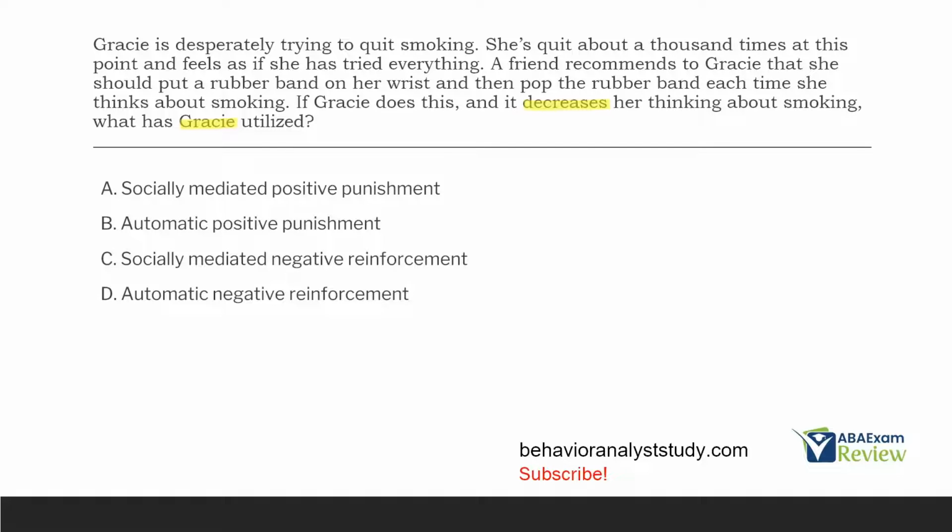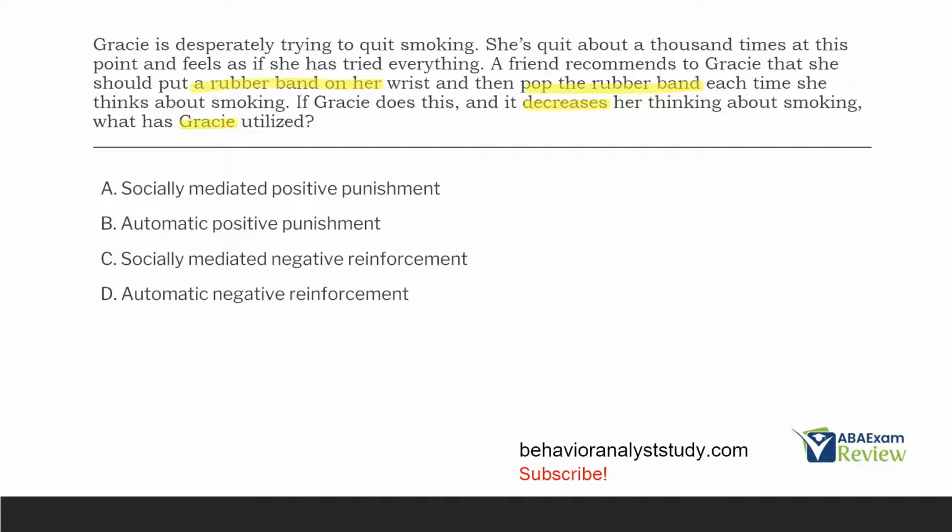Now, what has she done? Well, she's followed a friend's recommendation to put a rubber band on her wrist and pop the rubber band each time she thinks about smoking. So she thinks about smoking, she pops the rubber band. This decreases her thinking. So we know what? Well, we know it's punishment. So let's then ask ourselves, is it positive or is it negative? Well, positive, we're adding something. Negative, we're taking something away. And since she's popping it and she's adding that stimulus, it's going to be positive.